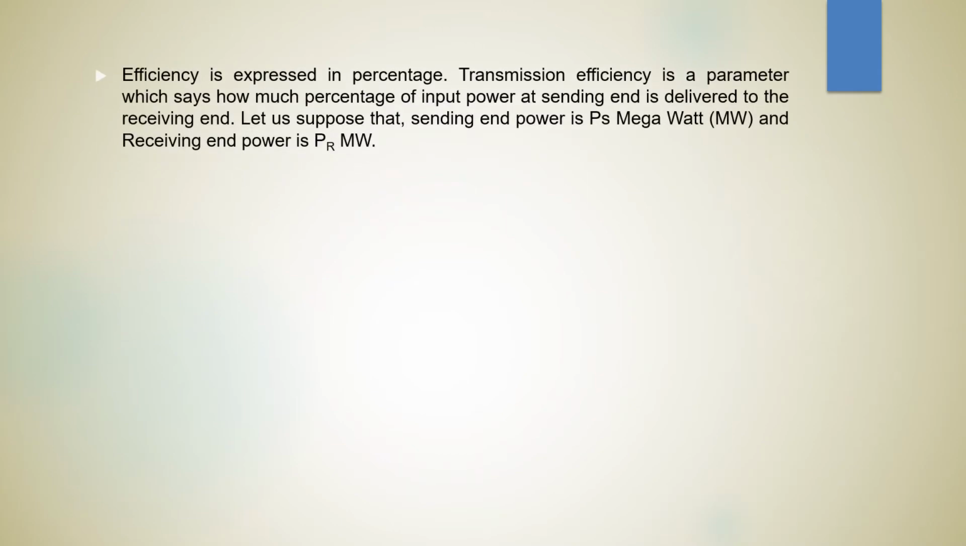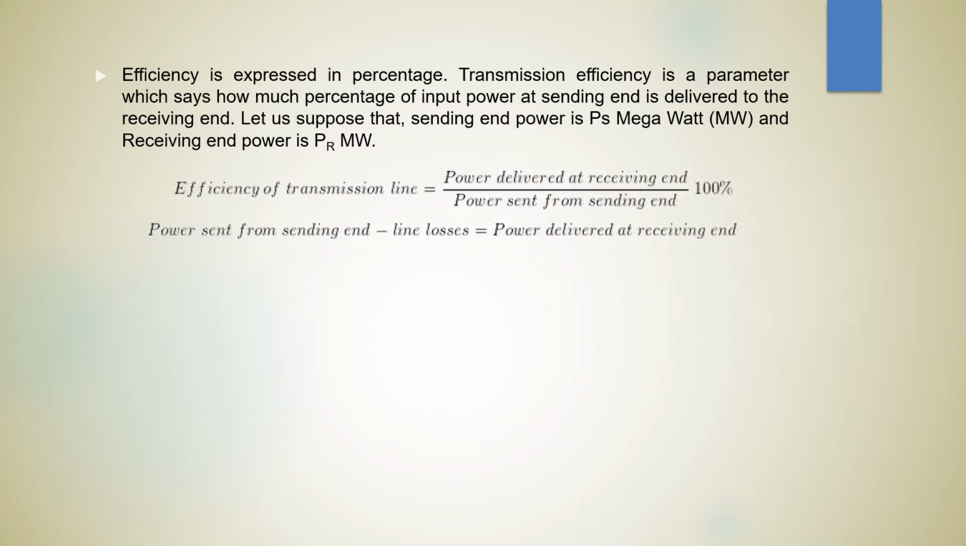The efficiency is also expressed in percentage. Transmission efficiency is a parameter which says how much percent of input power at sending end is delivered to the receiving end. Let us suppose that sending end power is Ps in megawatts and receiving end power is Pr in megawatts. So the efficiency of transmission line will be expressed as power delivered at receiving end divided by power sent from sending end, into 100. Again, if it is multiplied by 100, then it is in percentage.